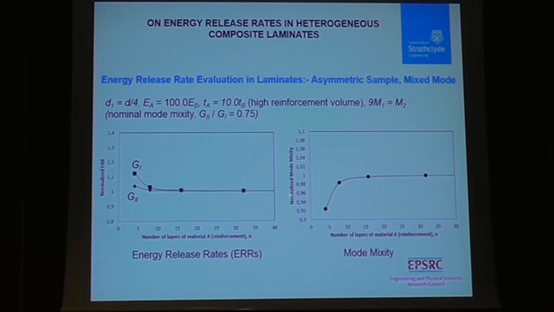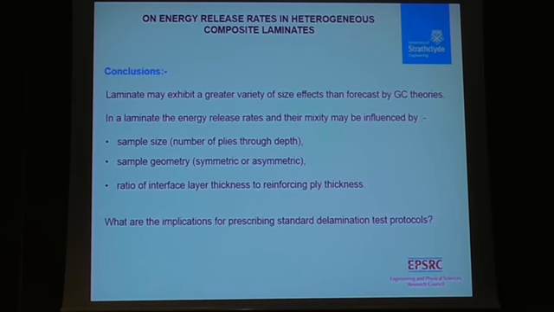Again, when I've got lots of plies in there, everything is fine, and the solution converges to the homogeneous case. As I come back here though, and I've got few plies, you can see G1 and G2 diverge, but in this asymmetric case, G1 now diverges more than G2, and as a consequence, the mode mixity converges from below rather than from above. So there's some dependence upon the energy release rates, but mode mixity on the sample geometry as well. Okay, finally some conclusions.